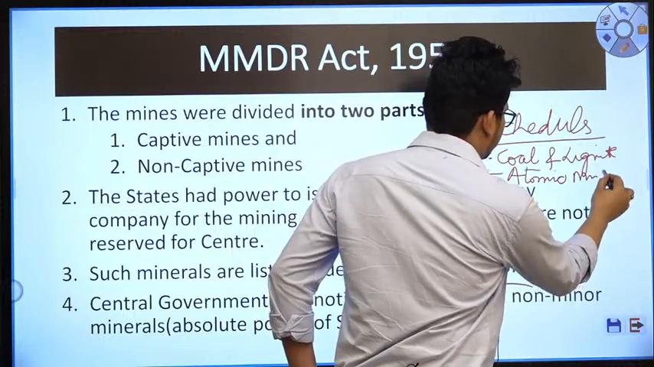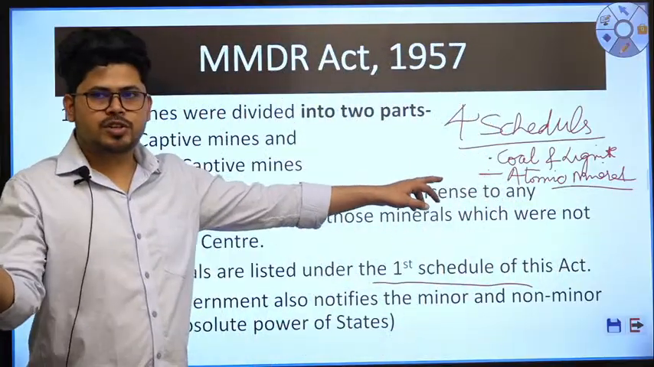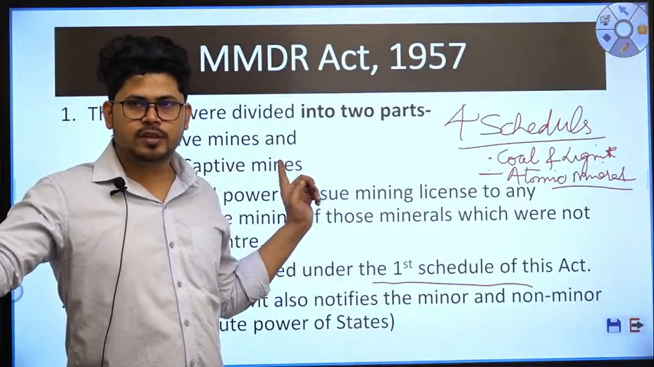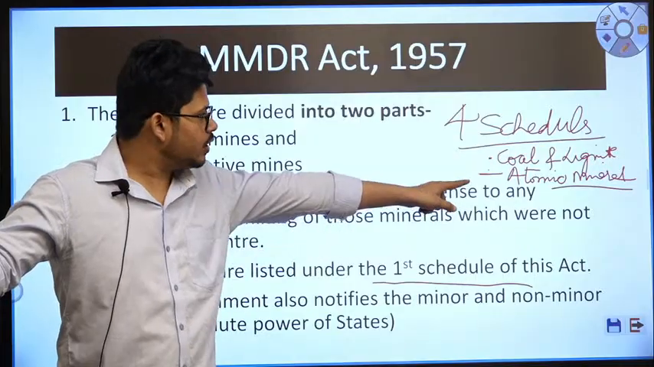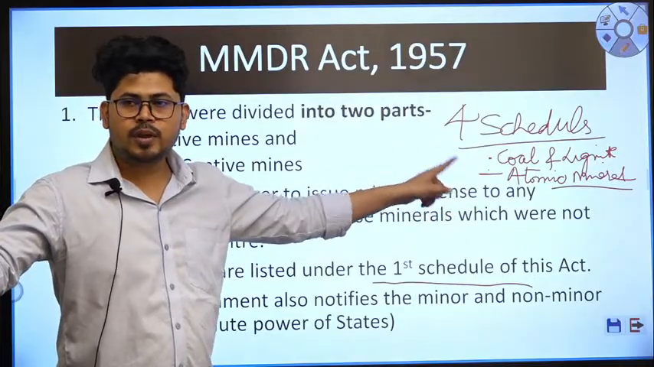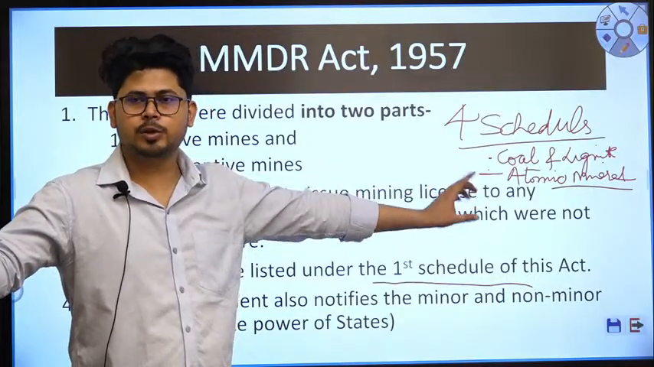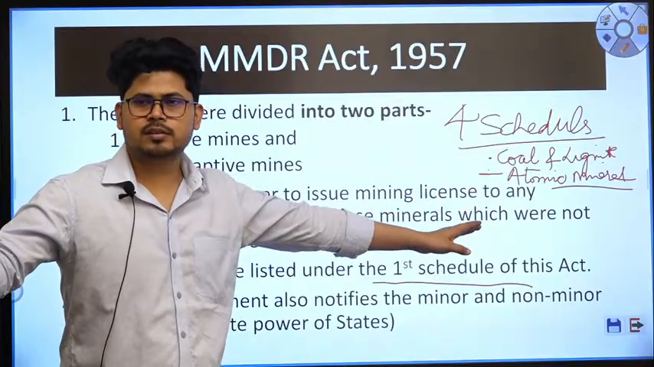Atomic minerals. Now coal and lignite, that means the permission or the license for mining coal and lignite cannot be granted by state governments, because that has been reserved for the central government. The second one are atomic minerals, for example, lithium, beryllium, uranium, plutonium, monazite sand. These are all atomic minerals.